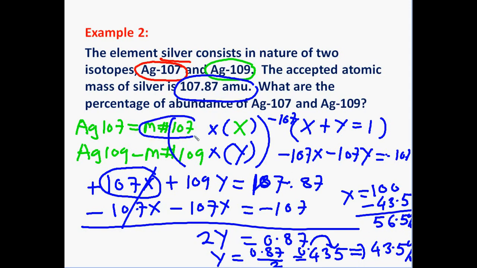This Ag107, which has the mass number 107, will be 56.5%. So x is equal to 56.5%. And the other one, Ag109, will be y, which is 43.5%. So this is pretty easy to find out the percent abundance if we know the average atomic mass.